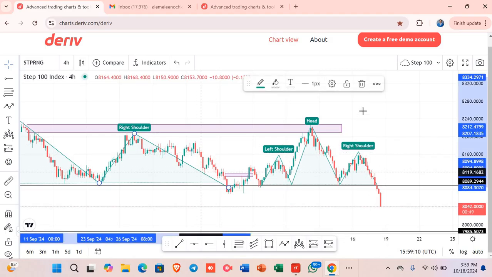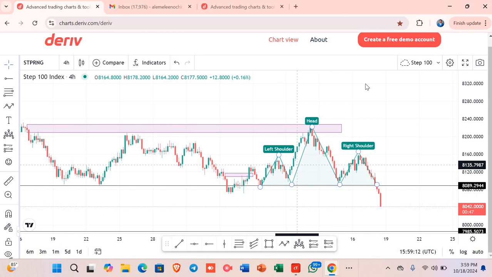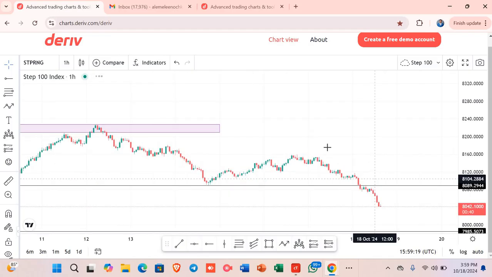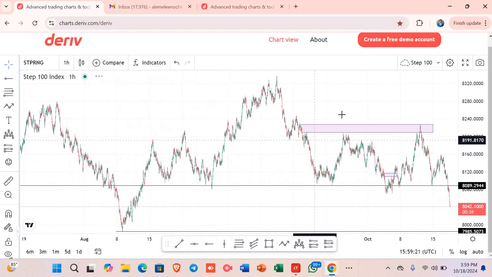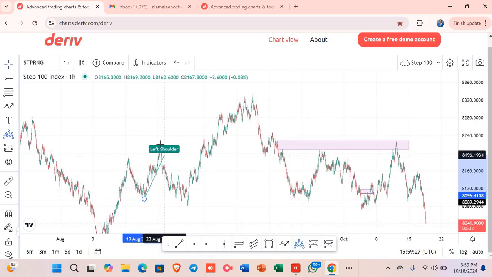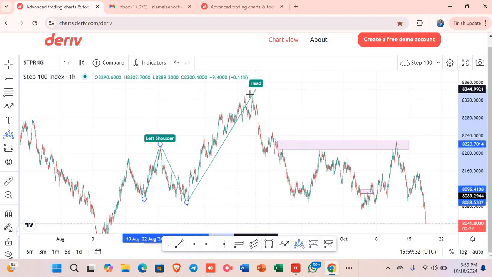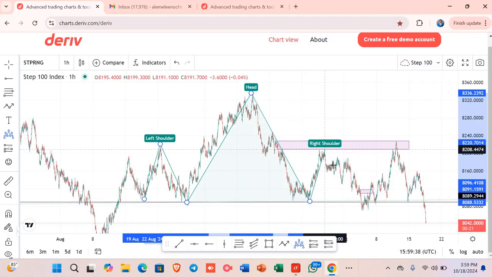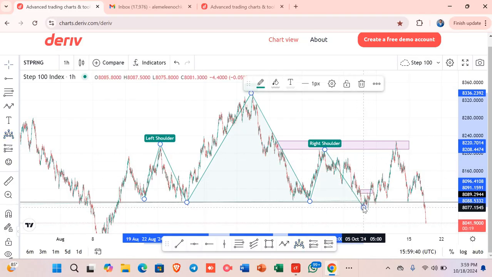Now let's look at the 1 hour. You can also find the same pattern forming on the 1 hour. Let me change this to 1 hour. Okay, good. Look, we also have the same pattern on the 1 hour. If you consider it carefully, this is the first shoulder, this is the head, and this is the second shoulder.